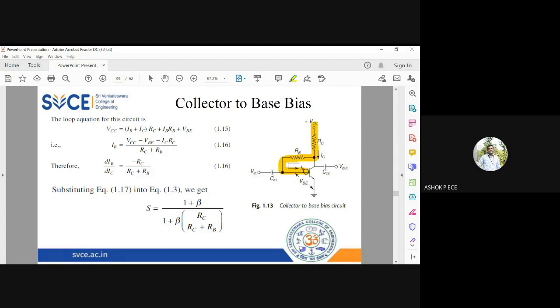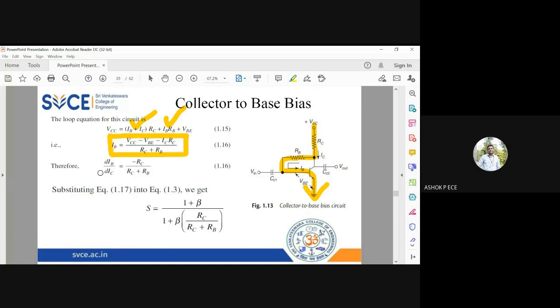If you apply KVL in this path, naturally you have two voltage sources, VCC and VB, and they are opposing. So VCC minus VB equals the two resistances times their currents. The current flowing through RC is IC plus IB, and it splits only here. The current flowing through RC is IB plus IC, and the current flowing through RB is only IB. From this, you group the IB terms and get the expression for IB.